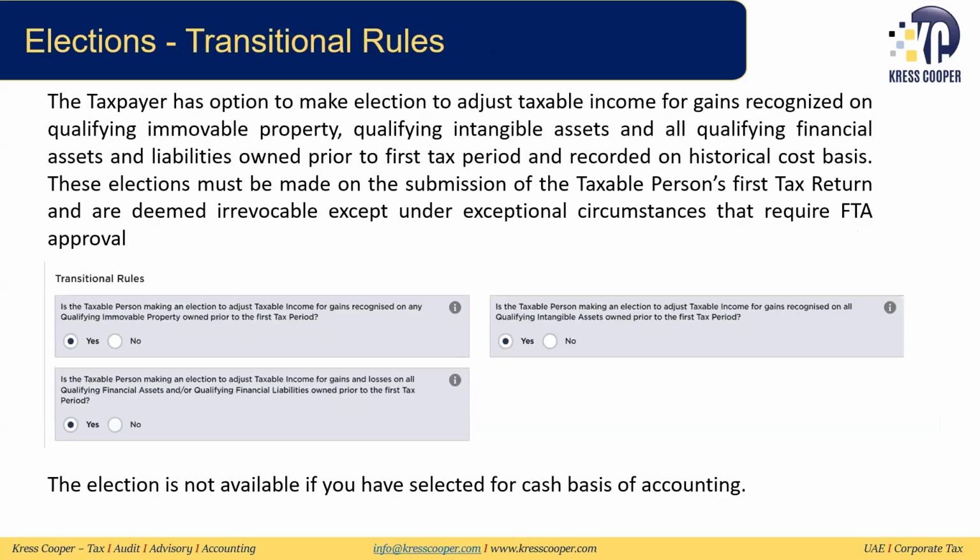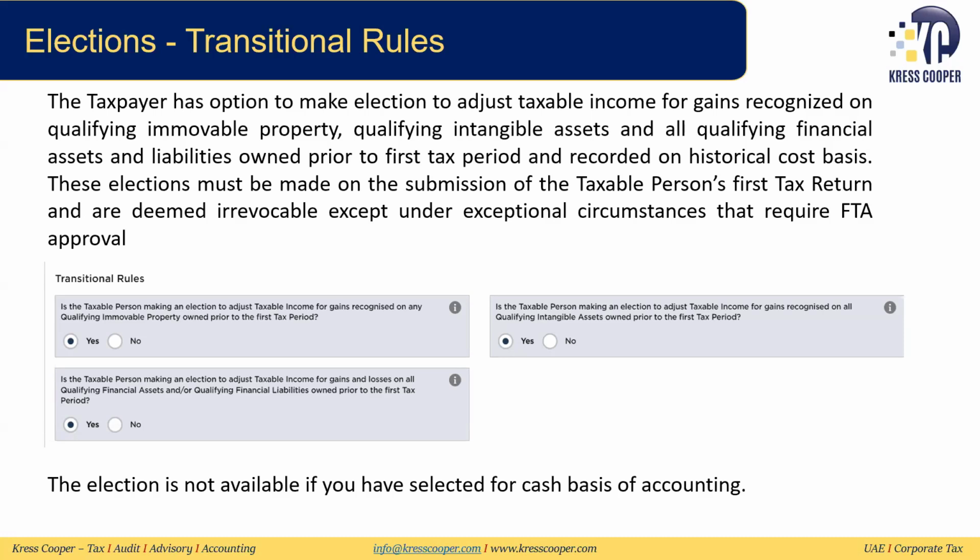Then we have an election for the transitional rule. Again, this election is not applicable for those who have selected the cash basis of accounting. It is an election to adjust the taxable income for any gains that are recognized on qualifying immovable property, qualifying intangible assets, and all qualifying financial assets and liability which were owned prior to the first tax period and have been recorded on the historical cost basis. Again, this will be submitted in the first return. It will be an irrevocable election. Only under special circumstances will you get FTA approval to change your election. Otherwise, you will have to stick with this election.